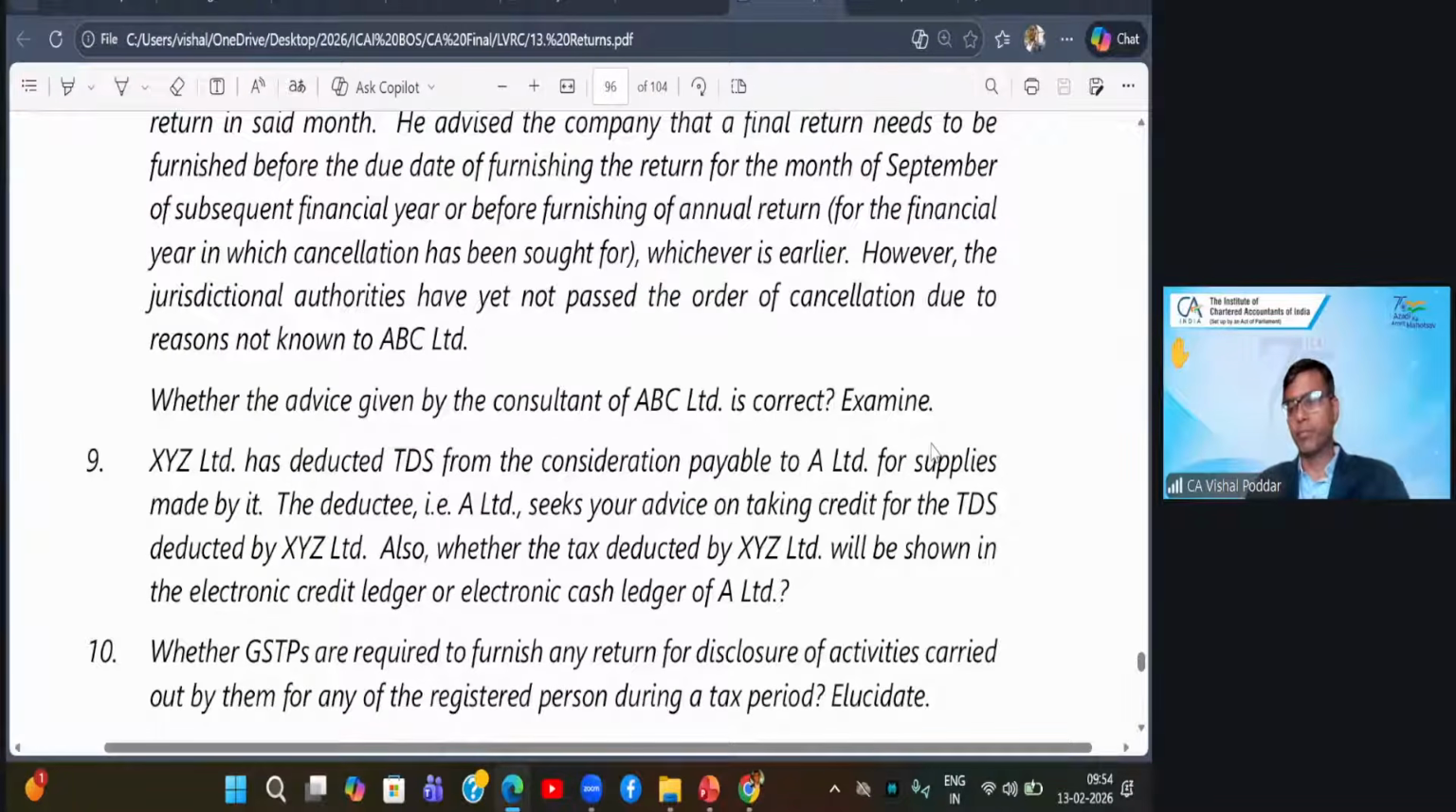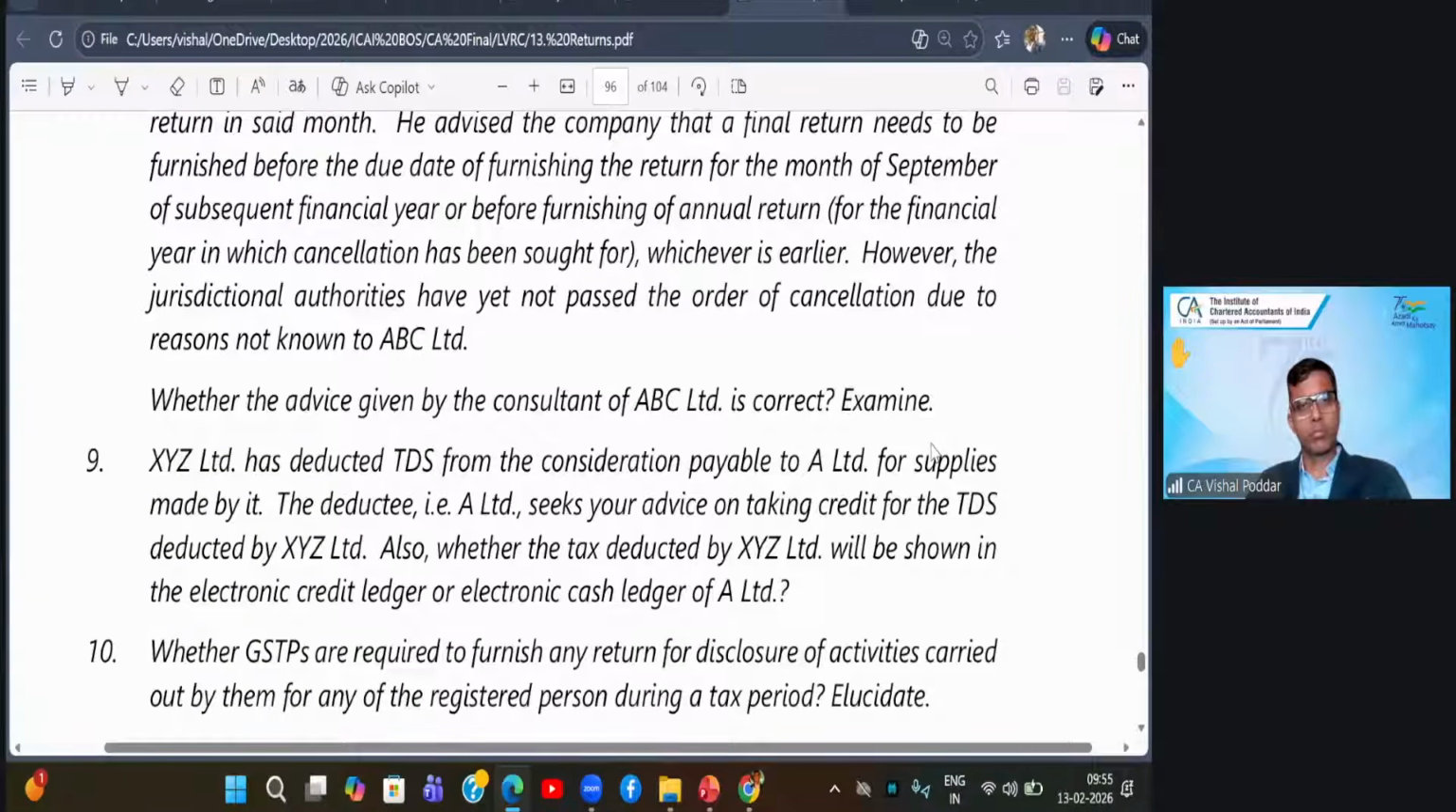Yes, question 9. XYZ Limited has deducted TDS from the consideration payable to A Limited for supplies made by it. The deductee, that is A Limited, seeks your advice on taking credit for the TDS deducted by XYZ Limited.